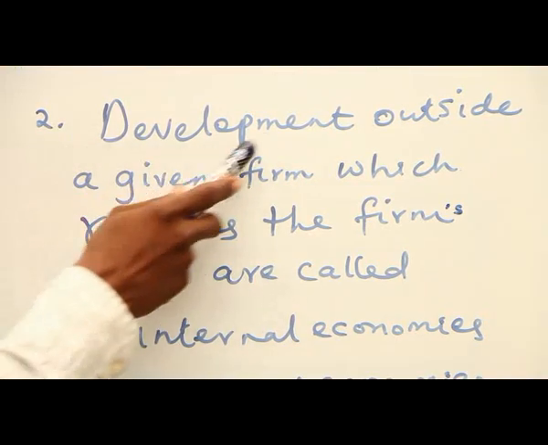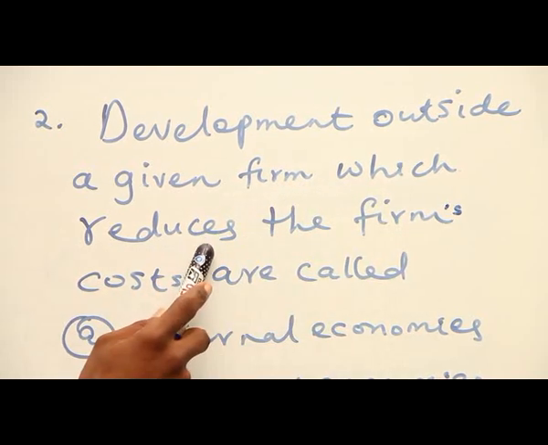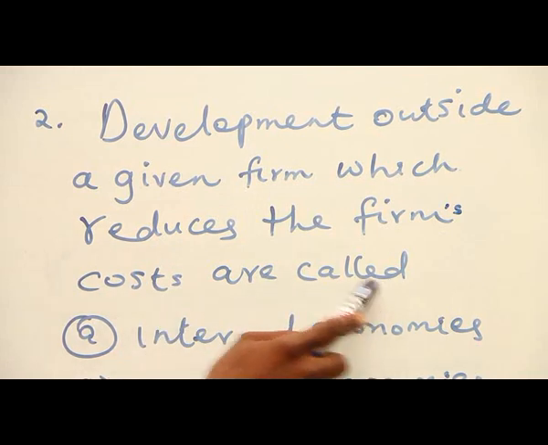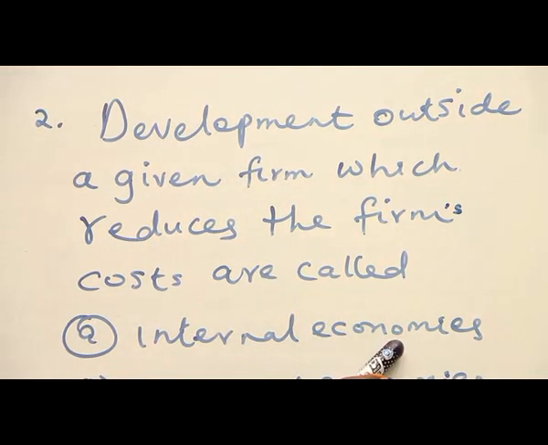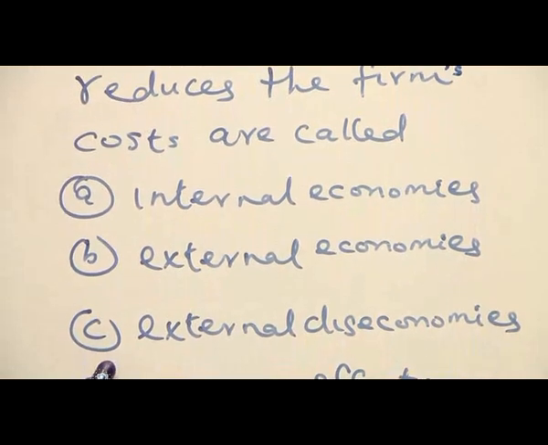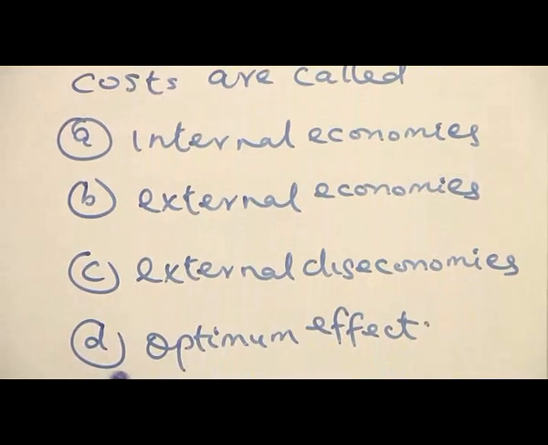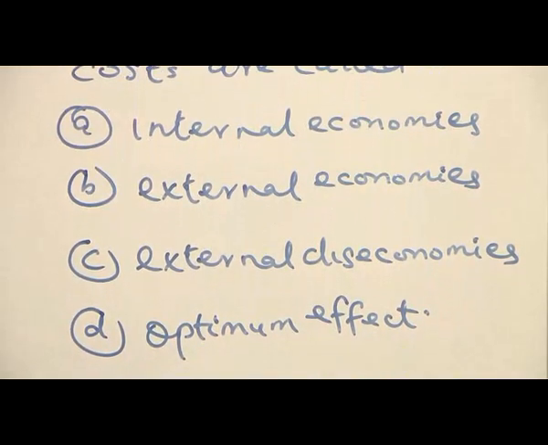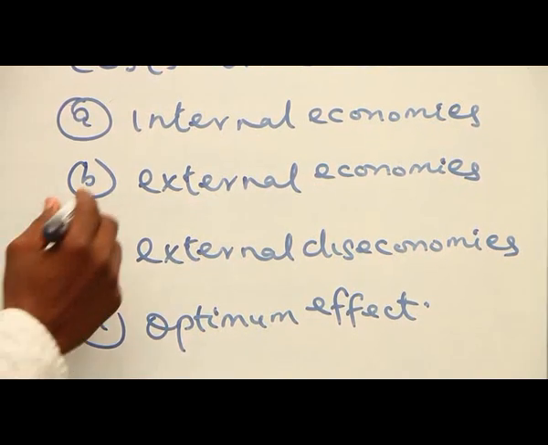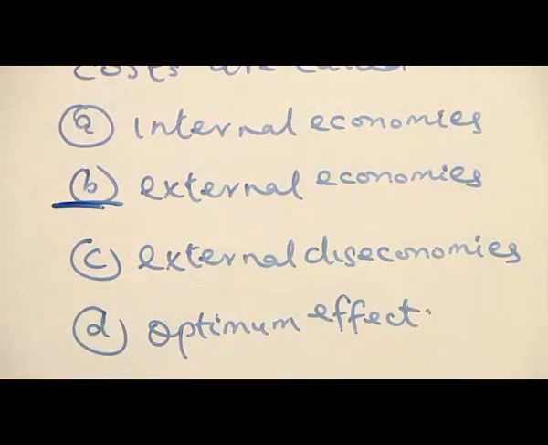Question 2. Developments outside a given firm which reduce the firm's cost are called A, internal economies; B, external economies; C, external diseconomies; D, optimum effects. The right answer is B, external economies.